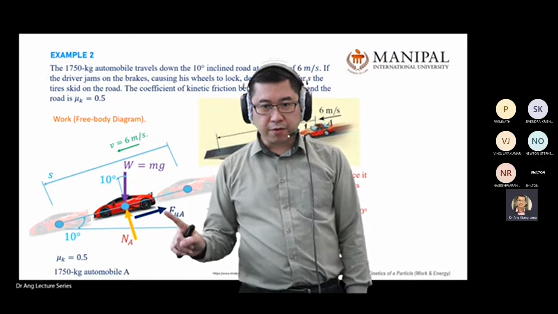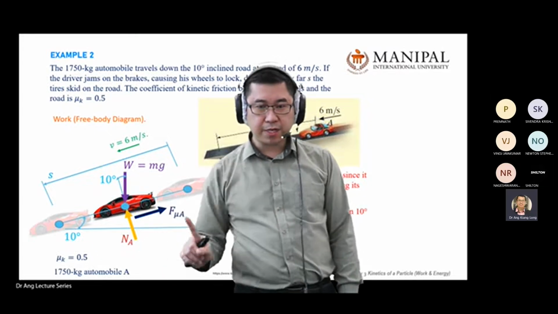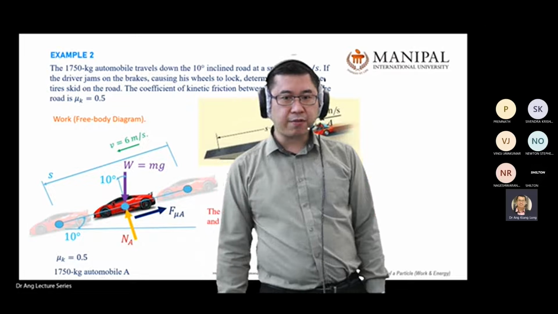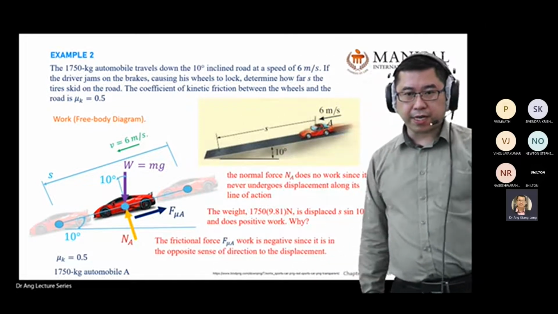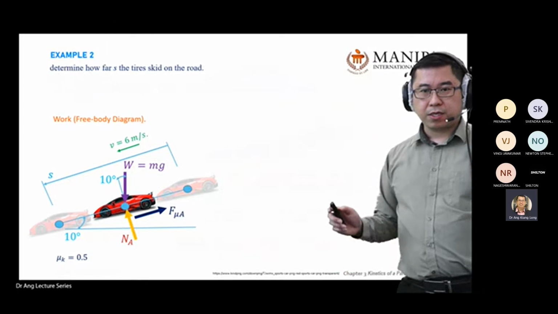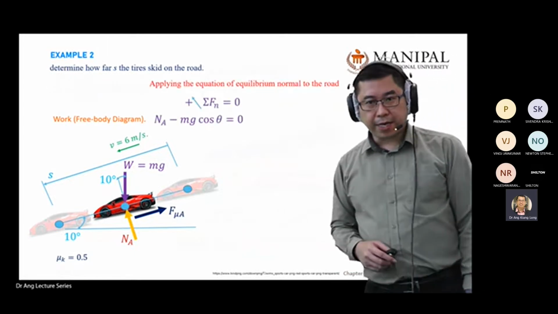What about friction? Friction goes against the displacement, so friction work will be negative. Okay, so this explains that part. So we just apply the equation.